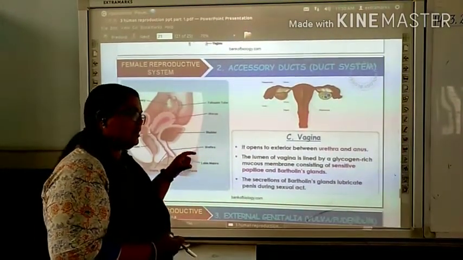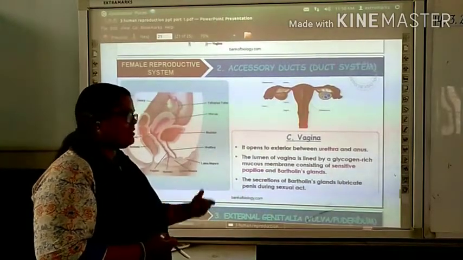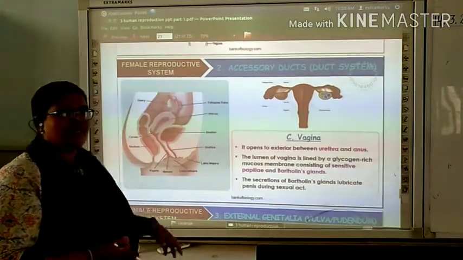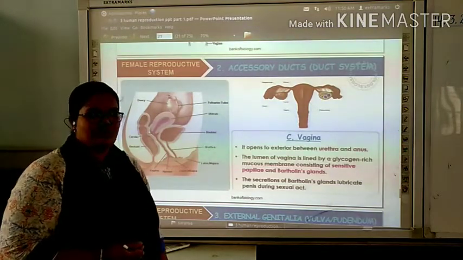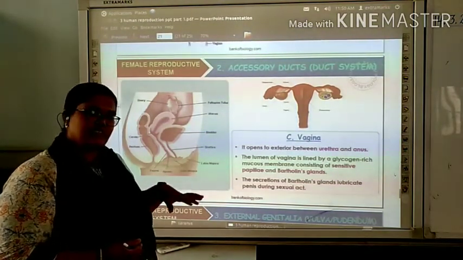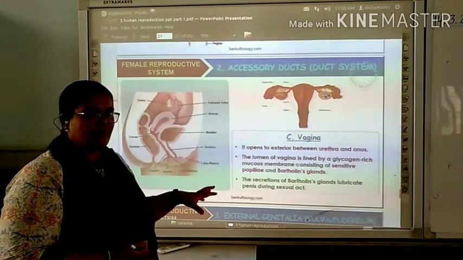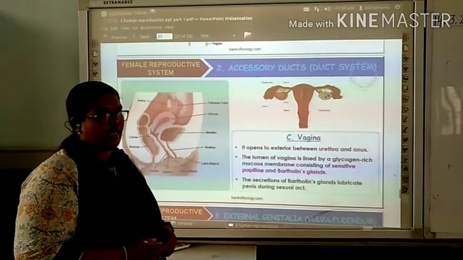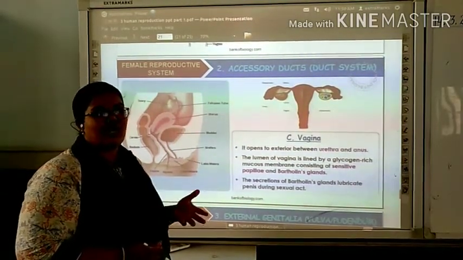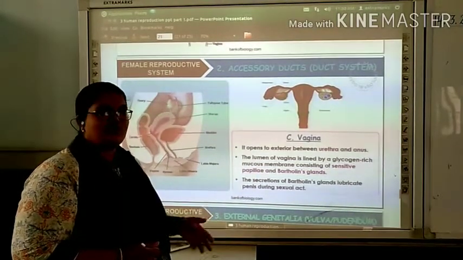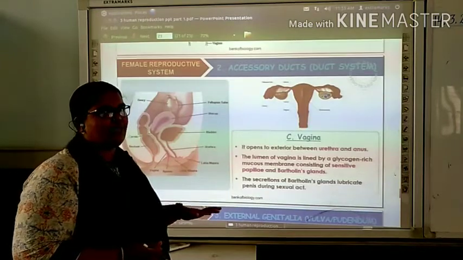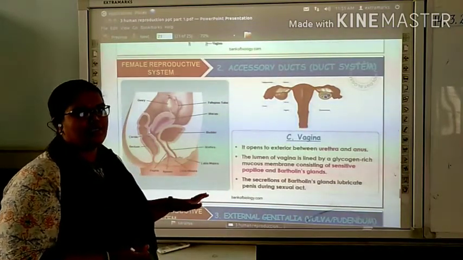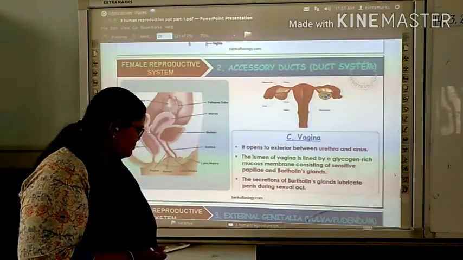The lumen of the vagina, the path of the vagina, is lined by a glycogen-rich mucous membrane, consisting of very sensitive papillae, and also some Bartholin glands. That means that part is highly sensitive, right? The Bartholin glands also secrete a secretion which helps the lubrication of the penis at the time of sexual intercourse.